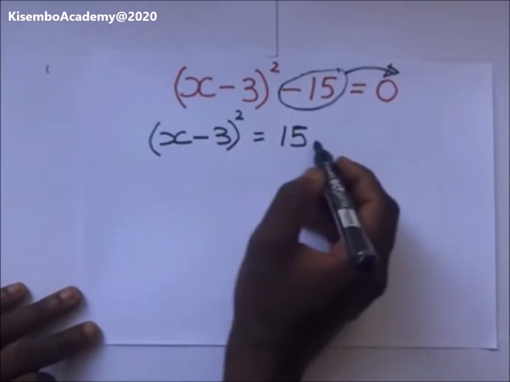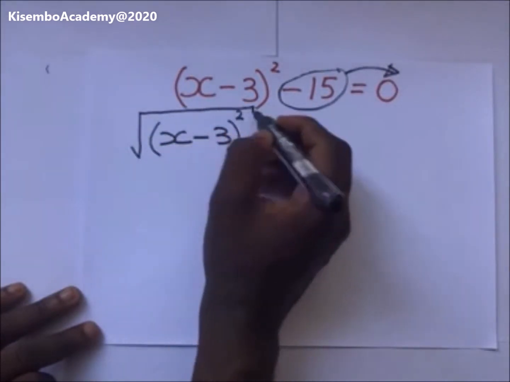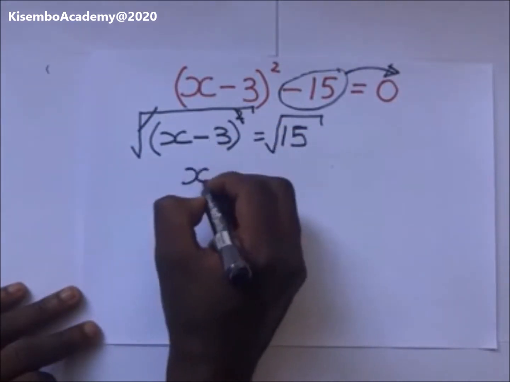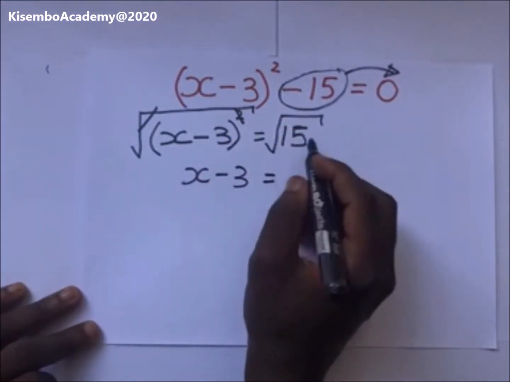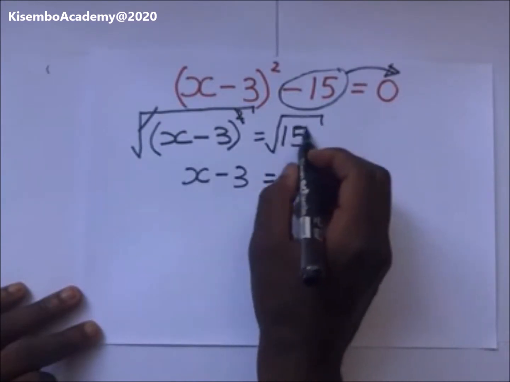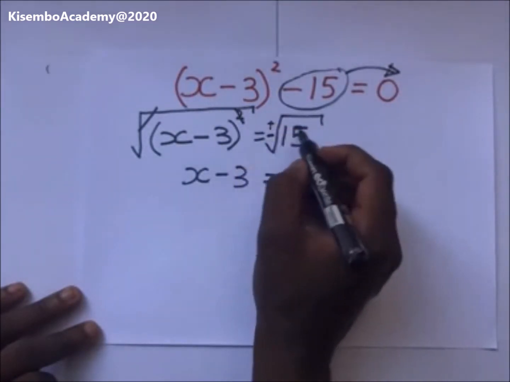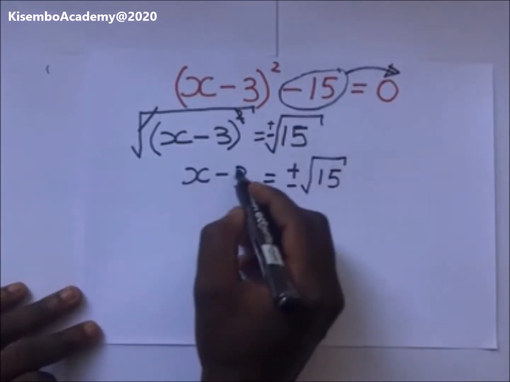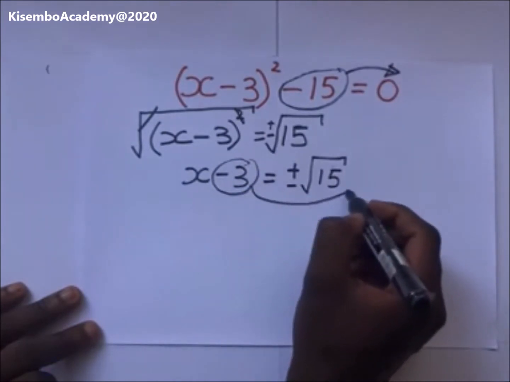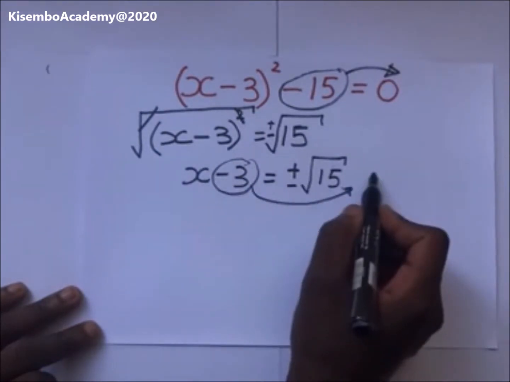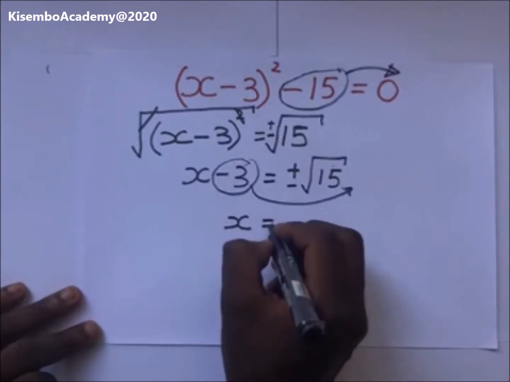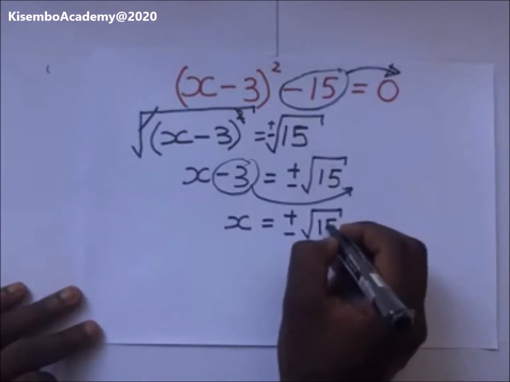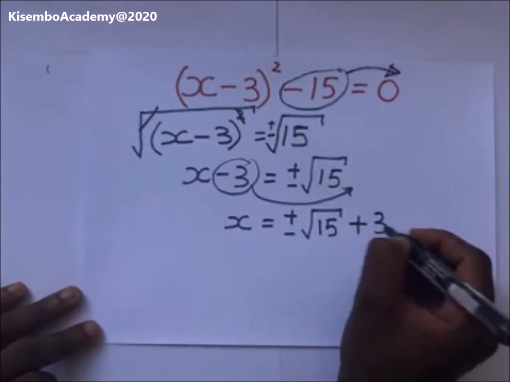And so when it becomes positive 15, we are bound to find the square root on both sides. So this goes with that. You remain with x minus 3 here is going to give us the square root of 15. Now the square root of 15, remember, is either a positive or a negative. So it's either plus or minus the square root of 15. So when this 3 comes this way, it was negative 3, it becomes positive. So we have a value of x giving us plus or minus the square root of 15 plus 3.